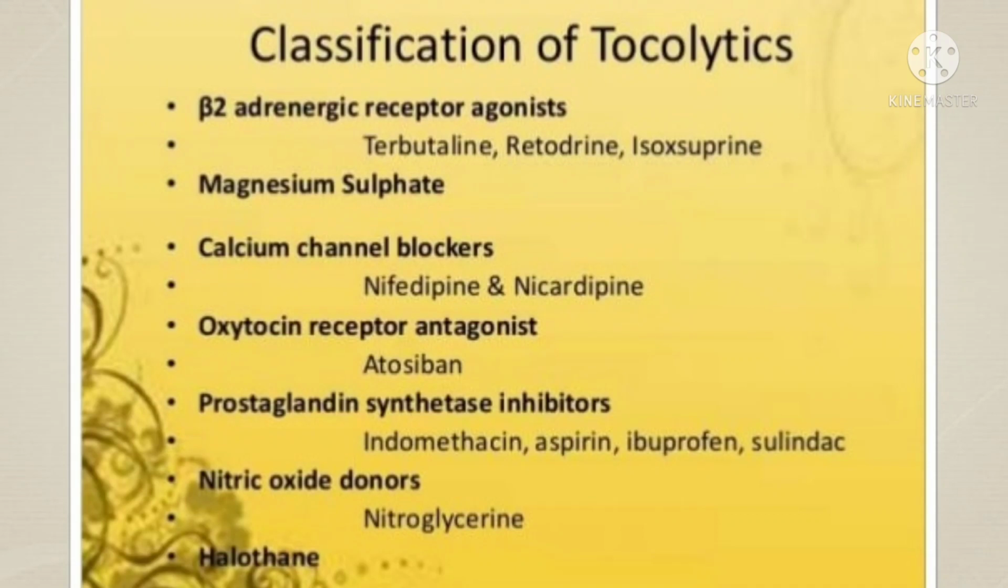Next is nitric oxide donors. Example is nitroglycerin. The last one is halothane. This is all about the classification of tocolytics.